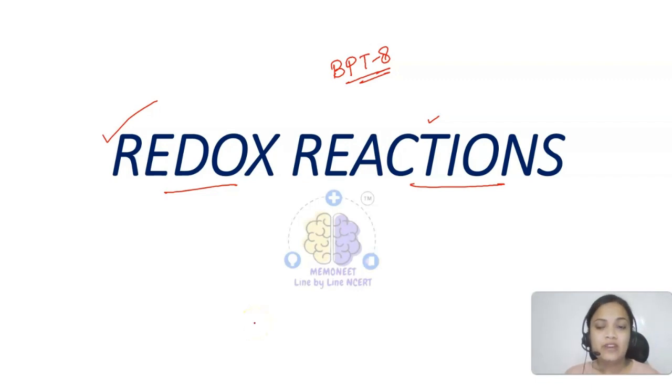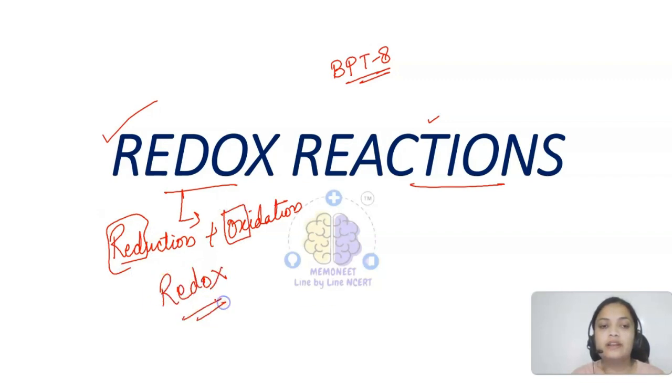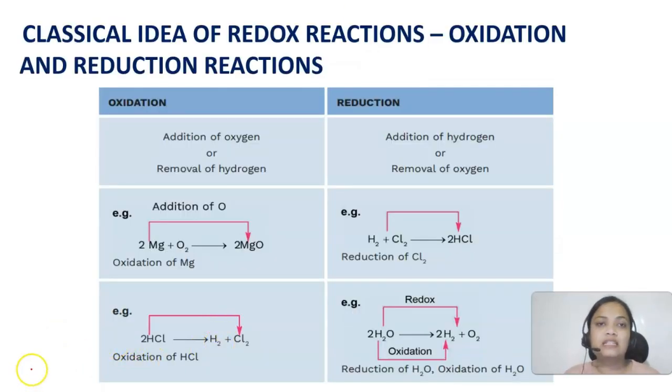Basically, if I talk about redox reactions, redox means reduction plus oxidation, right? So the word itself comes from these two words, RED and OX, so it becomes redox. If we want to study redox reactions, firstly we must be clear with the meaning of oxidation and reduction. So we need to see what oxidation and reduction were in classical terms, that is, what was the earlier classical idea of oxidation and reduction?